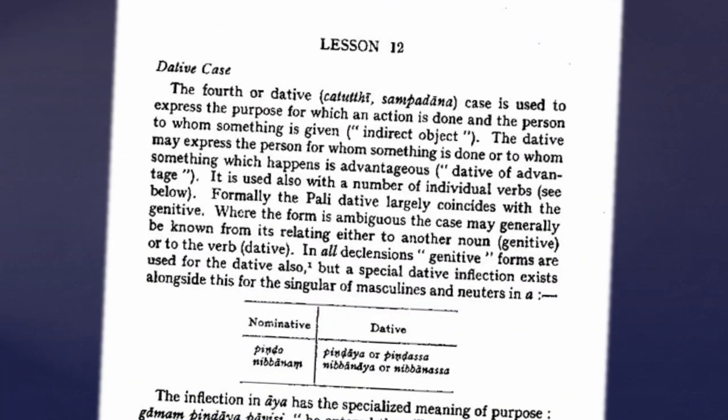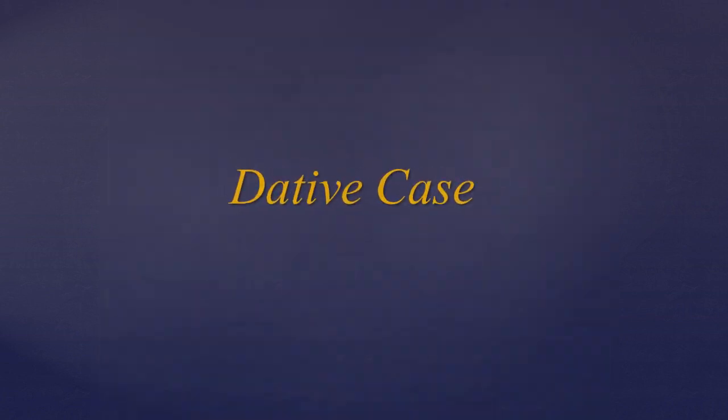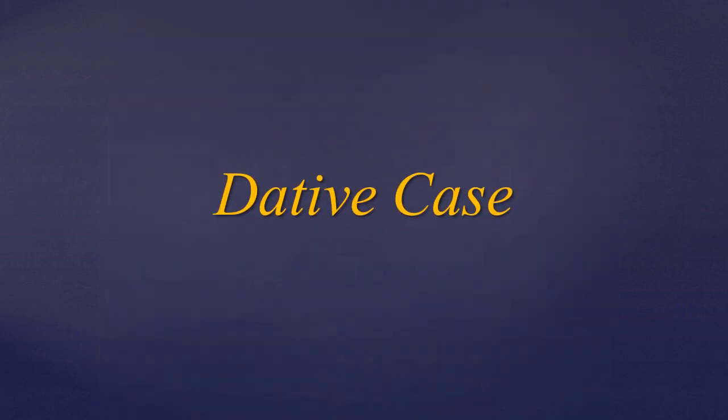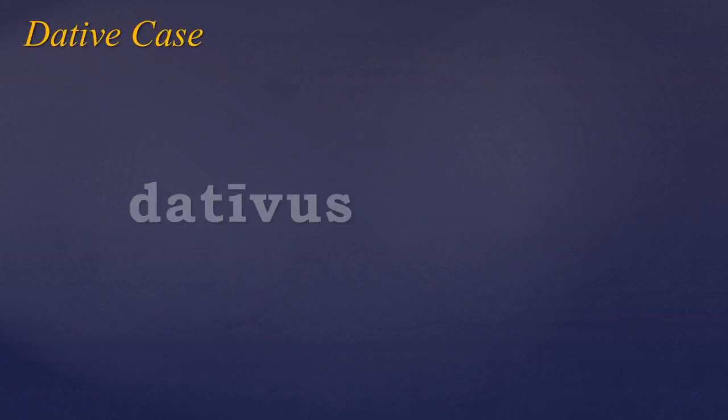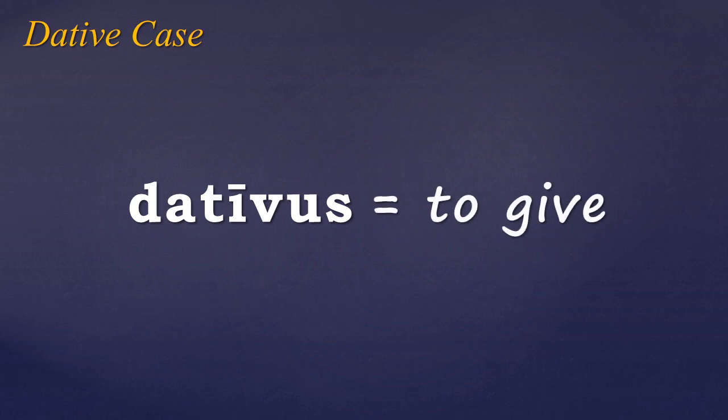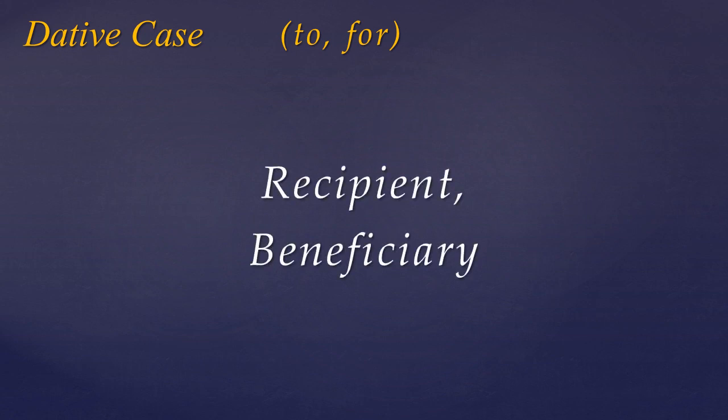So, we're going to begin Lesson 12 with a look at the dative case, both how it's formed and how it's used. The term dative comes from the Latin dativus, meaning to give, and the dative noun answers the question to whom or what, for whom or what something is done or given, and so corresponds to the English prepositions to and for. You give to another, or you do something for another. So it generally indicates the recipient or beneficiary of something.